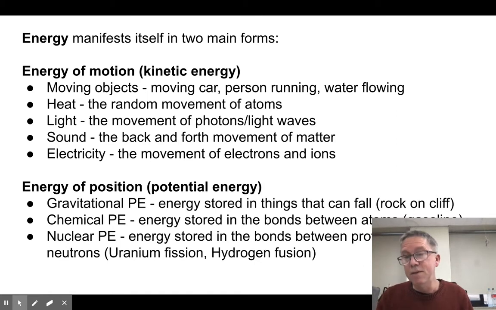Now, energy of position we call potential energy. And this is what's really important, because the history of humanity is all about getting possession of potential energy and then releasing it where you want to. Okay, so energy of position can take different forms. The three main forms it takes are gravitational potential energy. A rock up high is in a high energy position. So if it falls down, it releases that energy and converts it to kinetic energy.